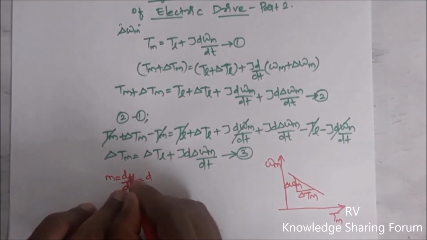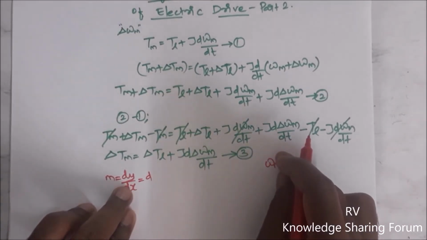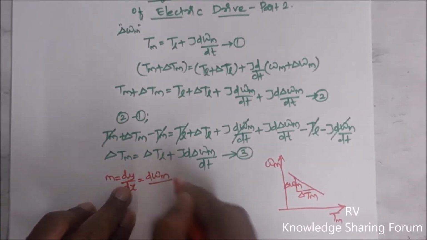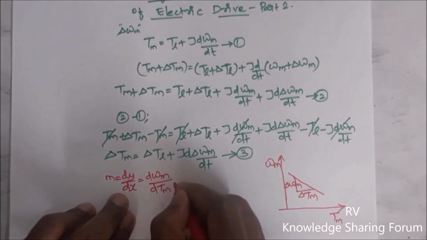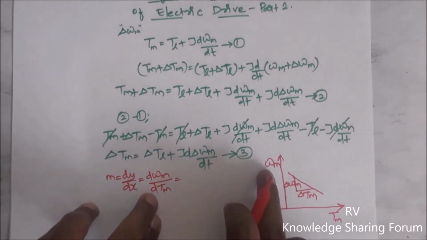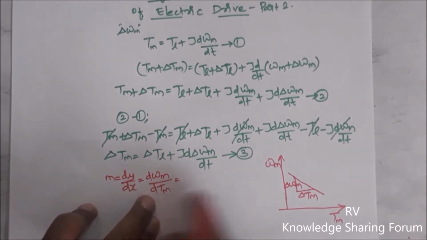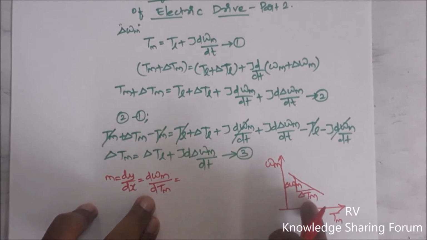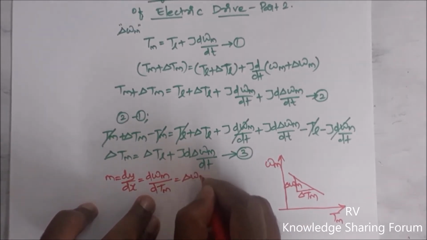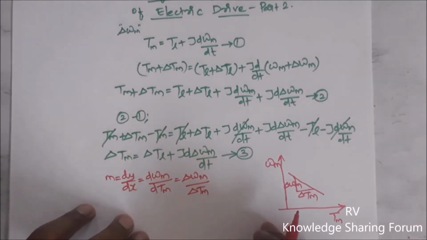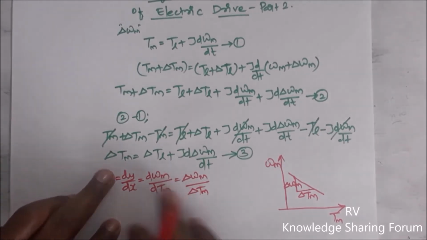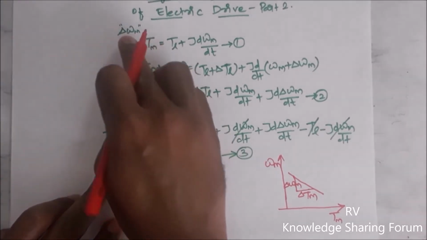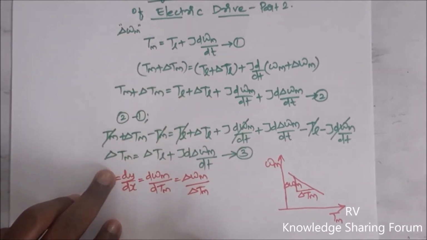Here you can write dy as what? The Y axis is omega m, divided by dx. The X axis is what? Tm, which is equal to d omega m by dTm, that is, your slope is given as delta omega m by delta Tm. Okay, so now you may have a doubt: why are we assuming that the change in the torque when we change the speed is the slope of the straight line?